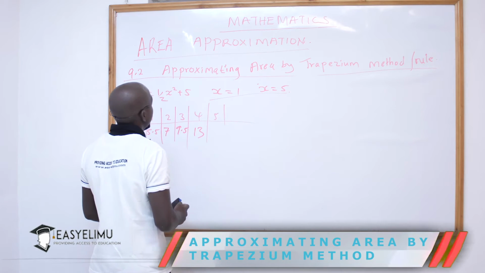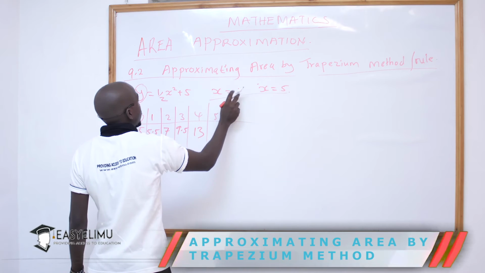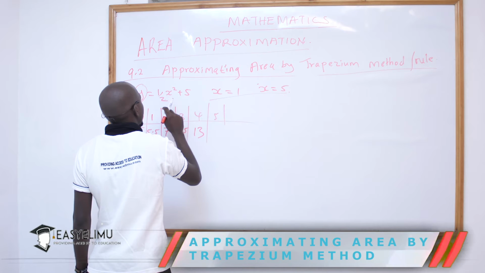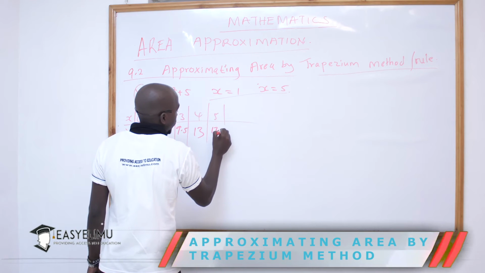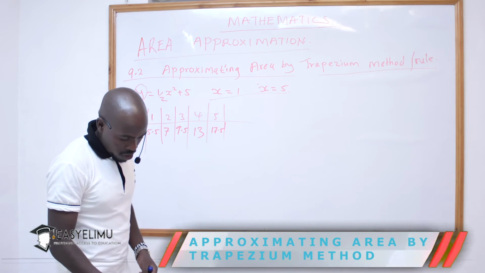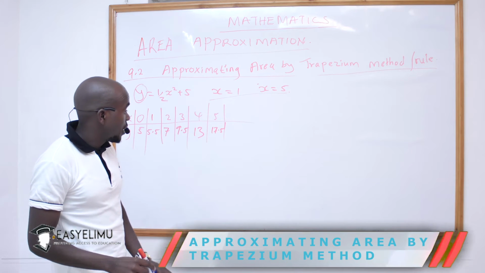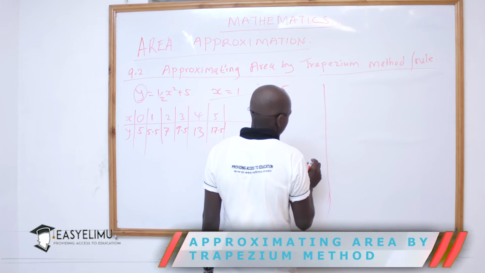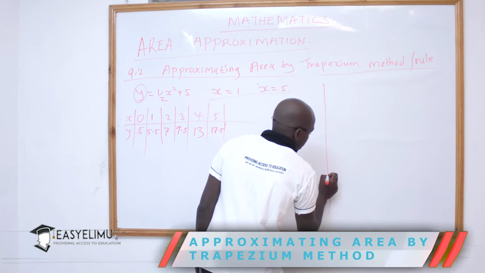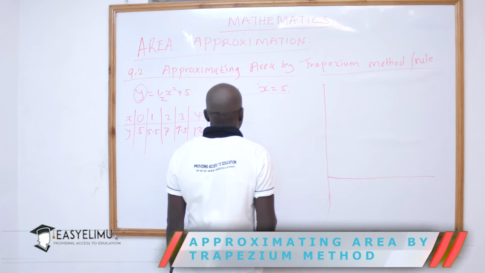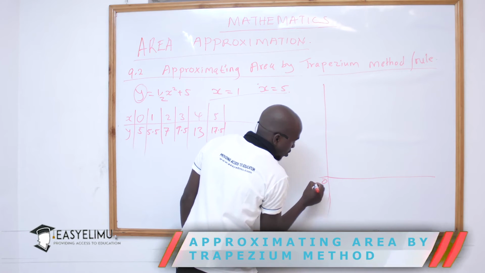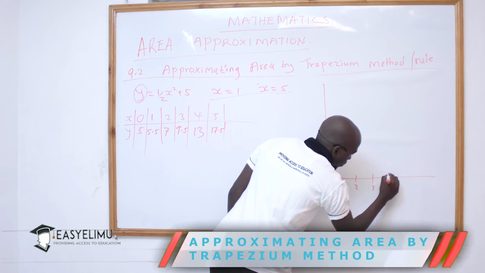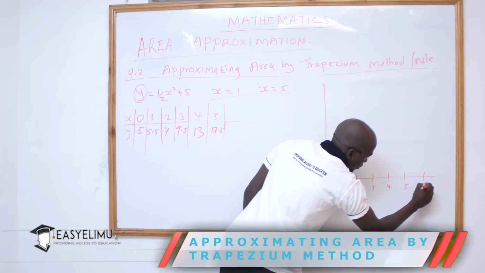17.5 actually, not 27. That is 5 squared, 25 over 2, 12, 17.5. So on doing that, we can now draw the graph this way. Because it's starting from 0, we can estimate our 0 as that point. Then we say let this one be 0 here. So 1, 2, 3, 4, 5, 6.